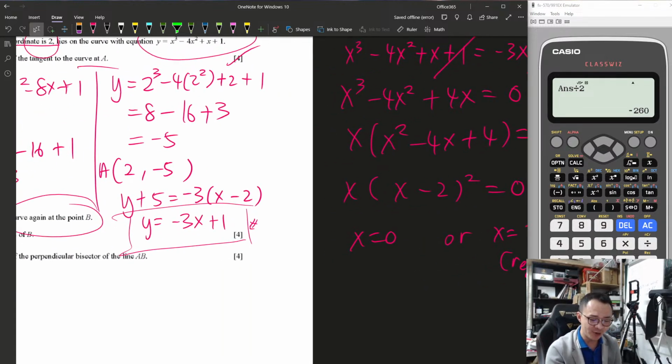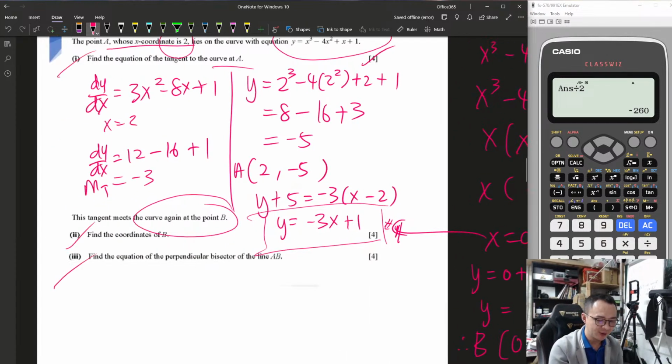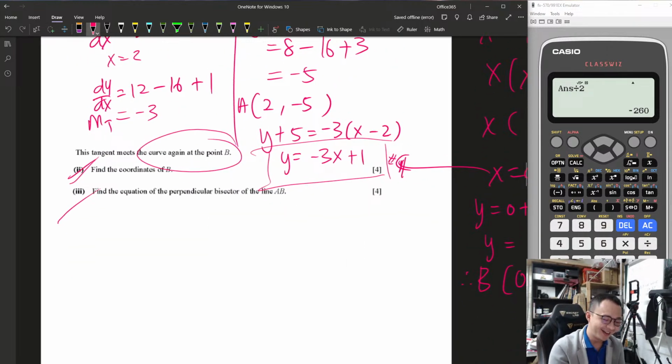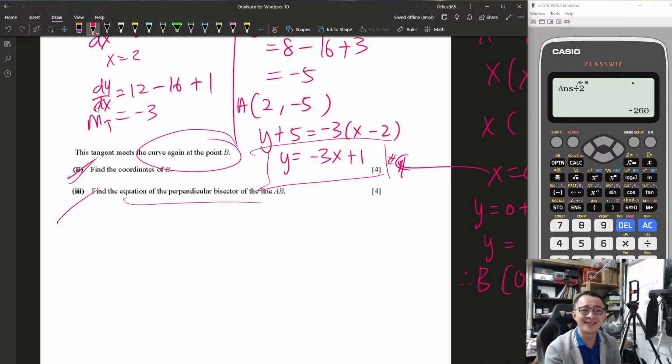So when x equals 0, y equals 0 plus 1, so y equals 1. I sub back into this equation. So yeah, I know my coordinate B is (0, 1). So easy to get 4 marks. Then I got another 4 marks. Then find the equation of the perpendicular bisector to AB.